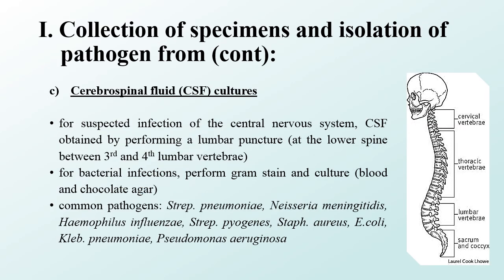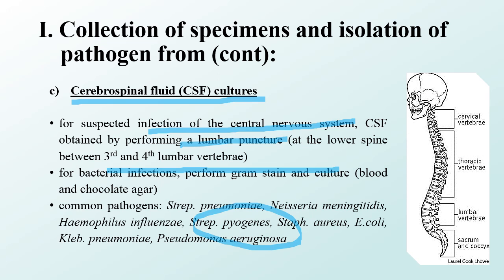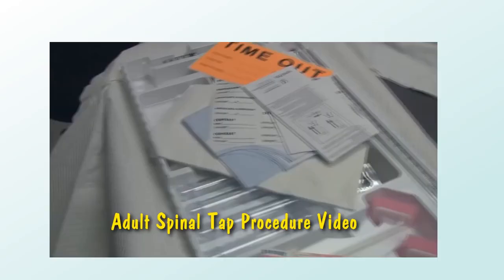The following one is the cerebrospinal fluid, or CSF, culture. If a patient is suspected of having an infection in the central nervous system, then you have to go through a CSF sample, and usually CSF is collected by lumbar puncture. For bacterial infections, usually people will do a Gram stain and culturing using a suitable medium. The common media are blood and chocolate agar, and this is an example of pathogens that can be found in CSF cultures. This video will show us how CSF is collected, so let's watch it together.